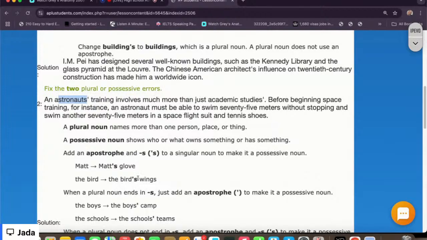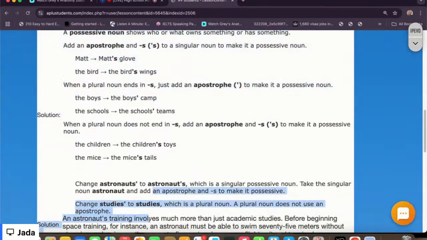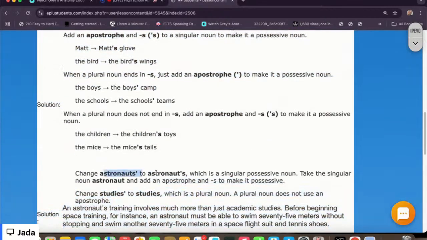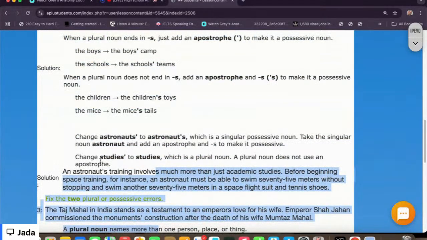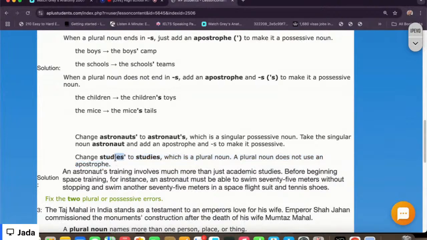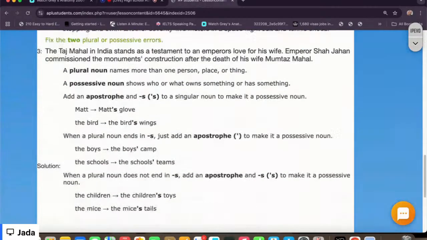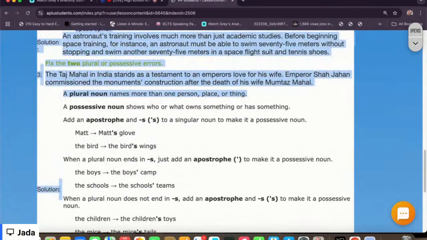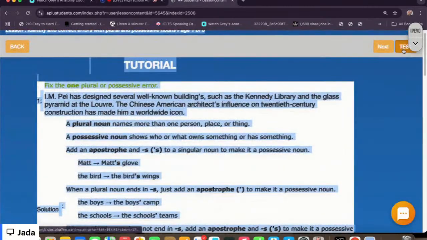So you have to fix the two plural errors. So astronauts to astronauts, okay? So it shouldn't be like in the plural form. It should be like astronauts and then apostrophe, and so it becomes singular possessive because it says an astronaut, okay? And then change studies to study. You do not need to make studies a plural possessive. It's just a plural now, okay? So do not add apostrophe. Okay, let's move on to the test.